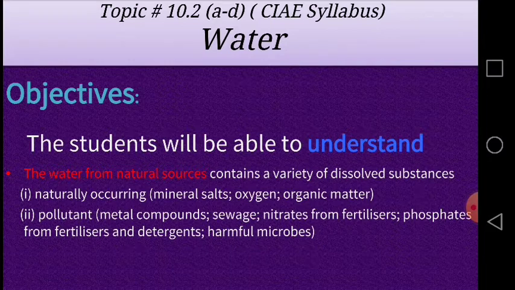The students will be able to understand that water from natural sources contains a variety of dissolved substances, naturally occurring ones like mineral salts, oxygen and organic matter, and pollutants like metal compounds, sewage, nitrates from fertilizers, phosphates from fertilizers, detergents, and harmful microbes.